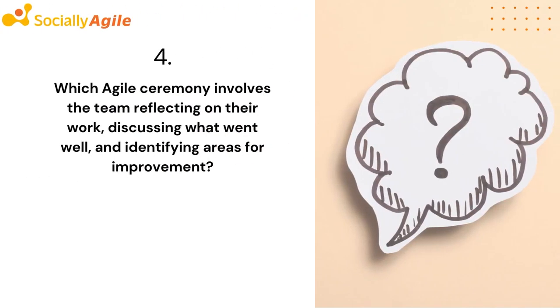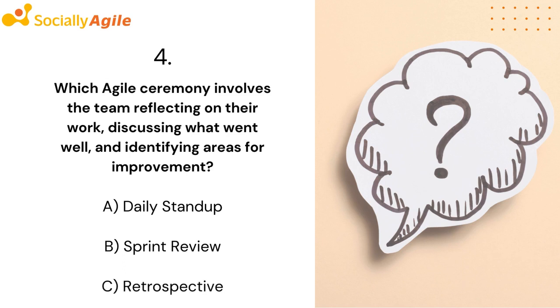Let's take a look at the answers. A, daily stand-up. The daily stand-up is a different Agile ceremony where the team provides brief updates on their work, but it's not the forum for reflecting on broader aspects of the project. B, sprint review. The sprint review involves presenting the work completed during a sprint to stakeholders for feedback but does not specifically focus on team improvement.